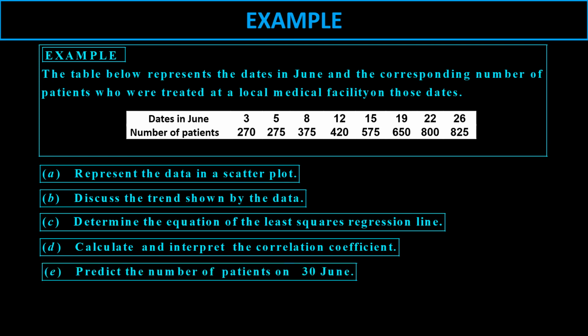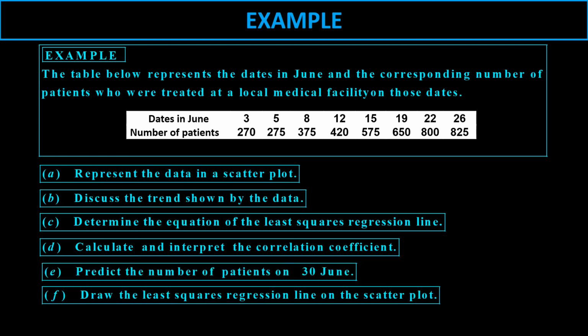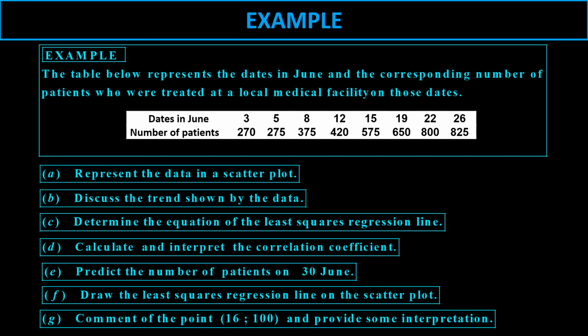We want to predict the number of patients on the 30th of June. And then I want you to draw the least squares regression line, or the line of best fit, on that scatter plot. And then this is a typical examination type of question. I'm just including all of them. You won't be assessed on all of them. And then we want to comment on a particular point and provide some interpretation there. So in the next slide, we're going to do the detailed solution to each one of these questions here.